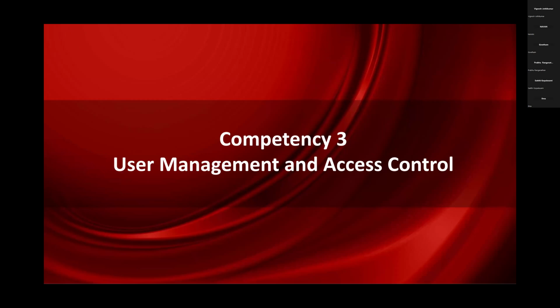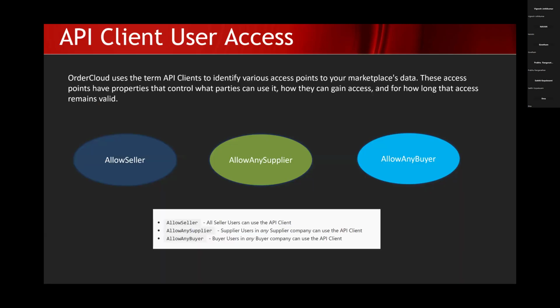Next, competency 3, which talks about user management and access control. OrderCloud uses the term API client. Like we are talking about an API-first interface, right? So there should be some way you can access these queries. So API client comes into the picture. The term API client is used to identify various access points to your marketplace data and entities. These access points have properties that control what parties can use it, how they can gain access, and for how long that access remains valid.